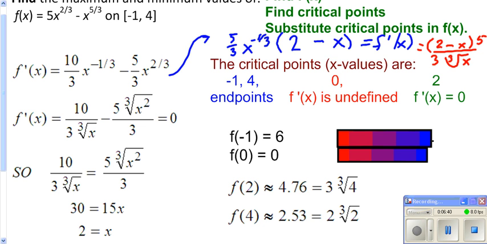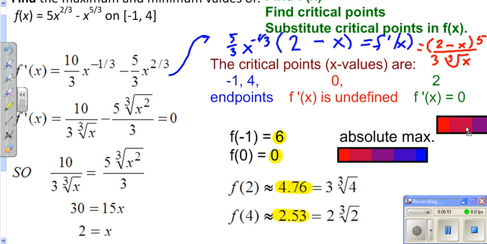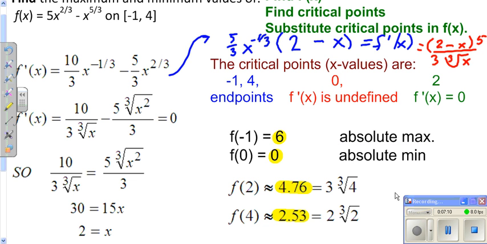Now, the largest of all these is your maximum. And well, of course, that's the 6. So your absolute maximum occurs at x being -1, your y being 6. So it occurs at the endpoint of your interval. The smallest of these highlighted ones is your minimum. And well, that, of course, is 0. So your minimum, in this case, is the origin.